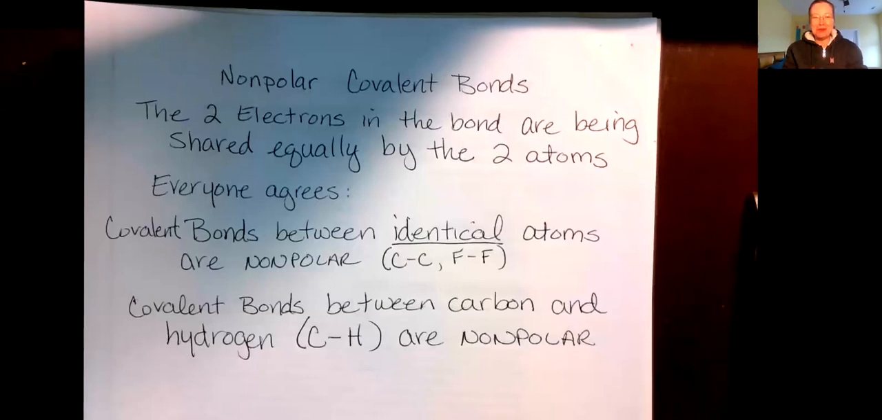So about these nonpolar covalent bonds, the two electrons in the bond are being shared equally by the two atoms that have the bond. Everyone agrees that covalent bonds between identical atoms are nonpolar. Examples would be a bond between two carbon atoms, two fluorine atoms, or two oxygen atoms. It's a nonpolar covalent bond, and I can say nonpolar bond, same thing. We don't have to keep saying covalent. There is no such thing as a nonpolar ionic or polar ionic. Those don't go together.